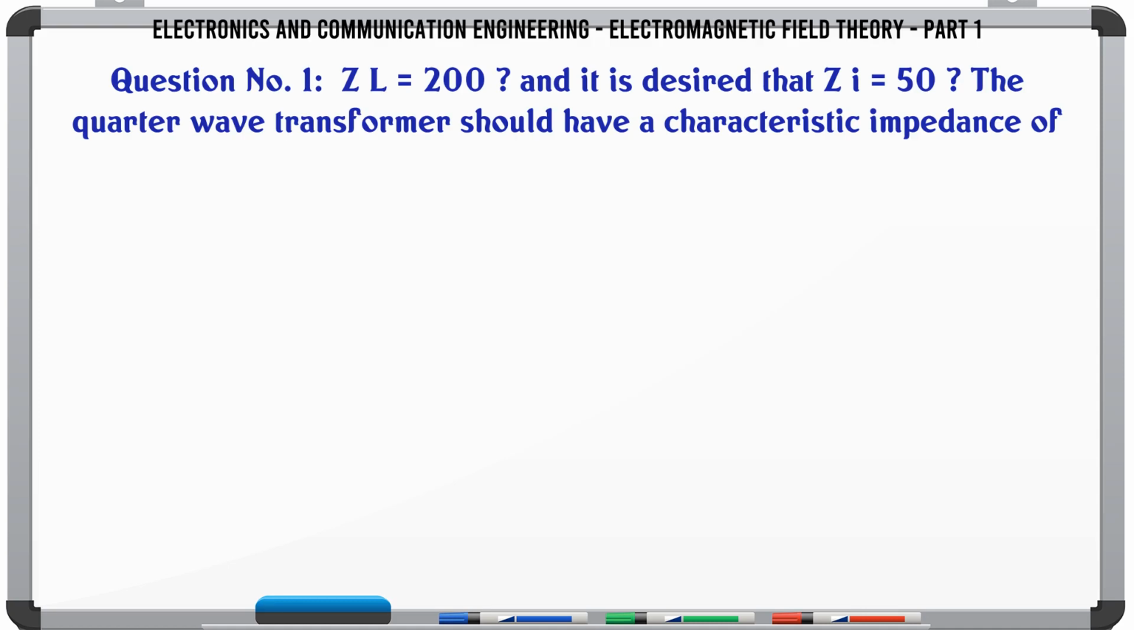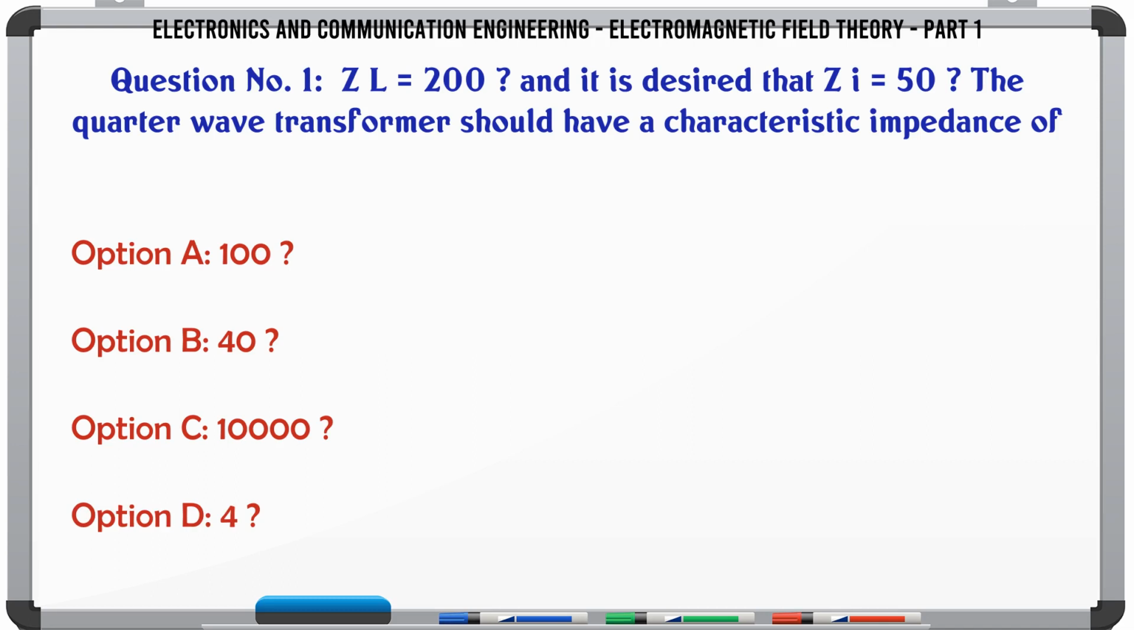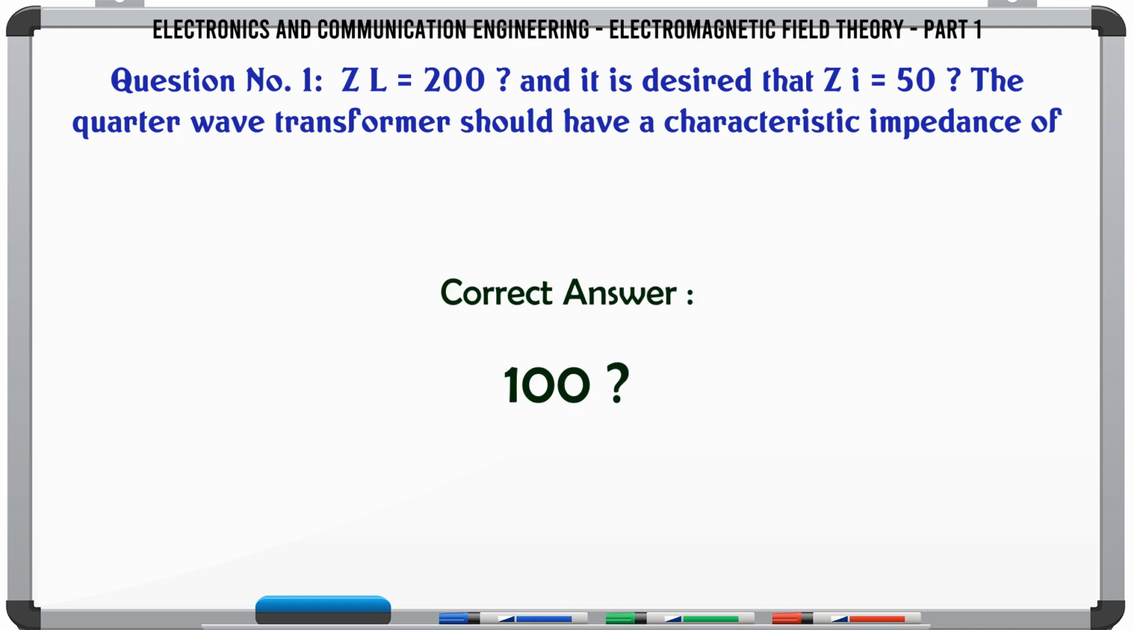ZL is 200, and it is desired that ZI is 50. The quarter wave transformer should have a characteristic impedance of A 100, B 40, C 10,000, D 4. The correct answer is 100.